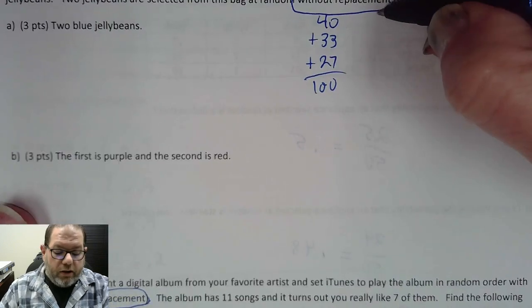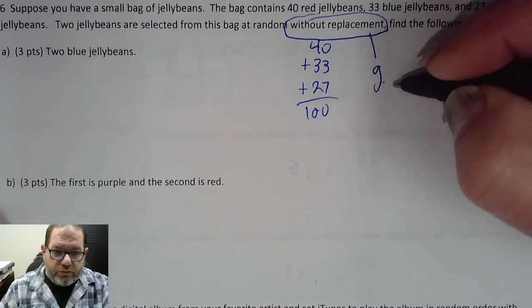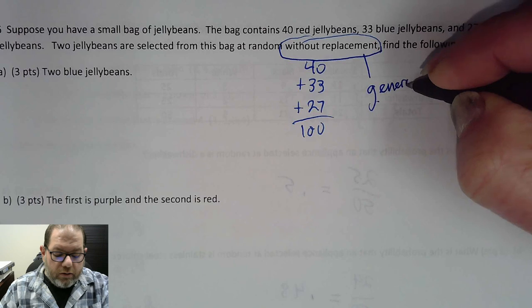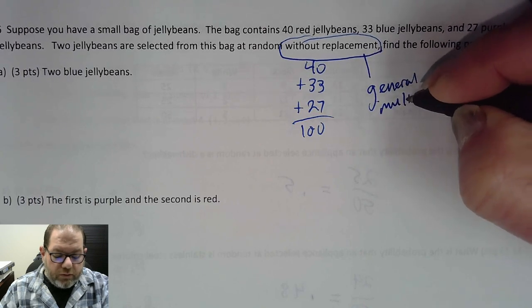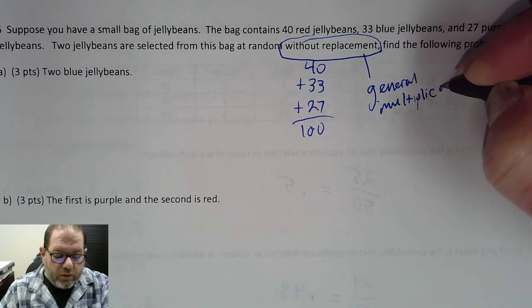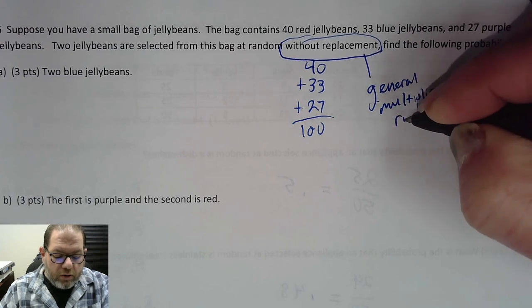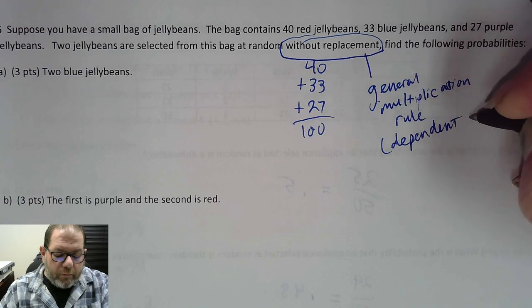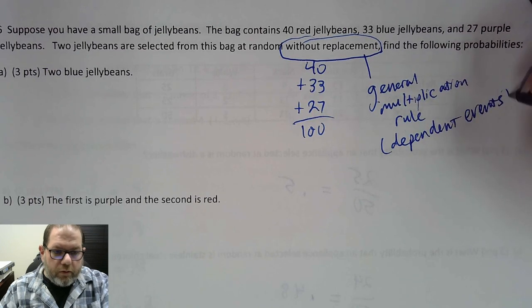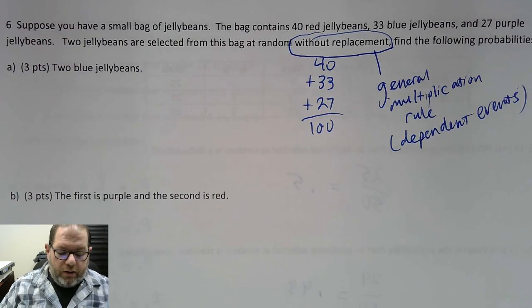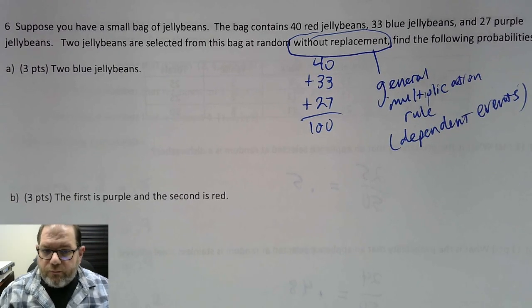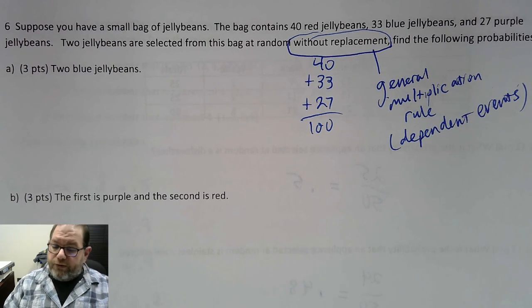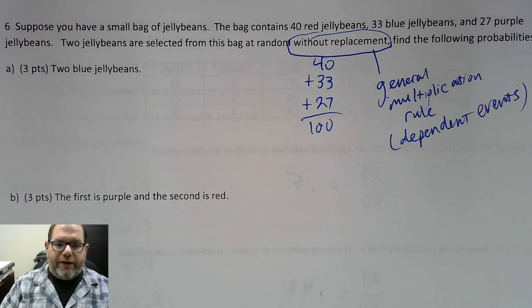Now, without replacement means it's the general multiplication rule, and this is dependent events. So that's kind of the key. That means if we're not replacing the jelly bean after we select it from the bag, the probability is changed on the second draw, on the second selection.